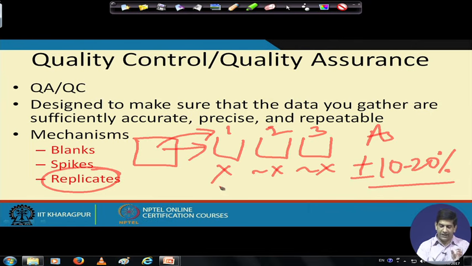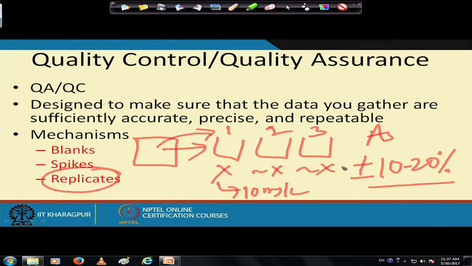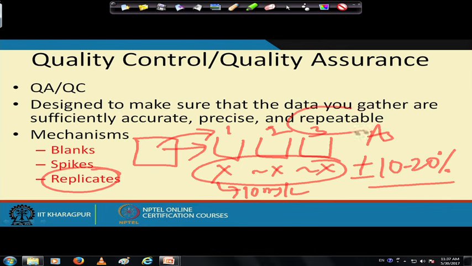So if I get X as maybe around 10 milligrams per liter, then in these other samples I should get something around 8 to 12 milligrams per liter. What should be in these 3 data points? If it's not, that means there is some problem if my replicates are not showing the same number. They should, because things should be repeatable. That's what we said earlier: things should be accurate, precise and repeatable.